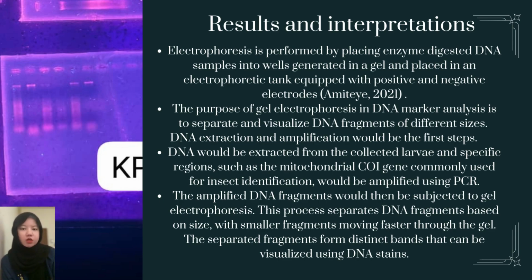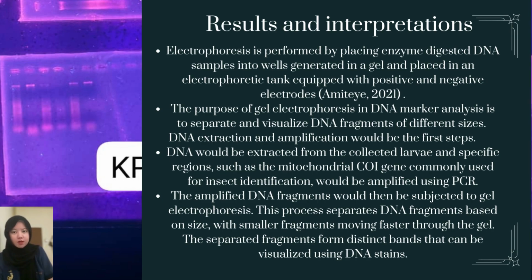DNA would be extracted from the collected larva. Specific regions, such as the mitochondrial COI gene commonly used for insect identification, would be amplified using PCR. The amplified DNA fragments would be subjected to gel electrophoresis. This process separates DNA fragments based on size, with smaller fragments moving faster through the gel. The separated fragments form distinct bands that can be visualized using DNA stain.